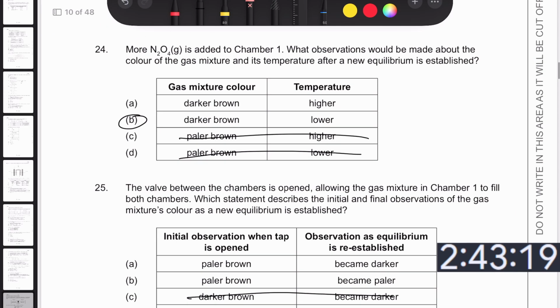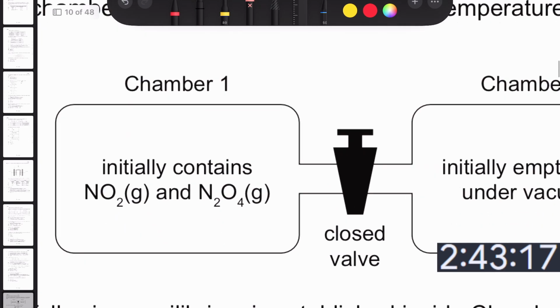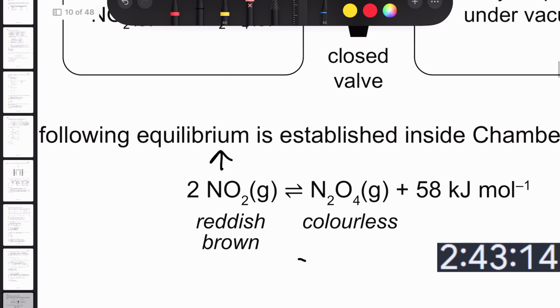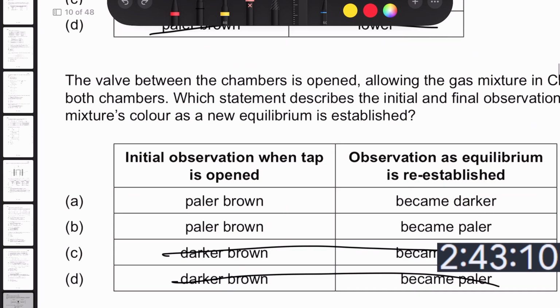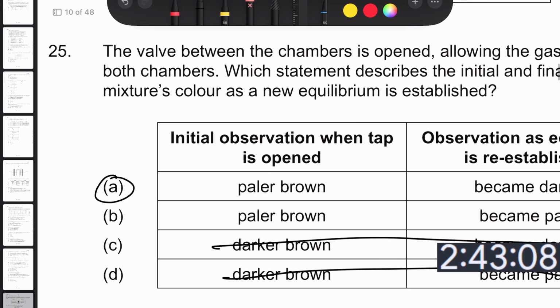And observations as equilibrium is re-established. We want to increase the pressure, so we're going to go to the left, so it's going to become more brown. So become darker. So paler brown became darker.